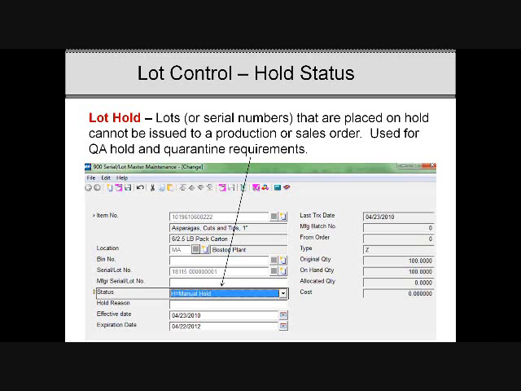So picture eliminating the receiving inspection process and immediately assigning lot numbers when items are received, and then automatically putting them on hold until such time that your quality department releases them. That might be a better way than going with the receiving inspection and disposition process. Or if something fails a test once it's been completed in production, perhaps it would go on hold in a particular location.